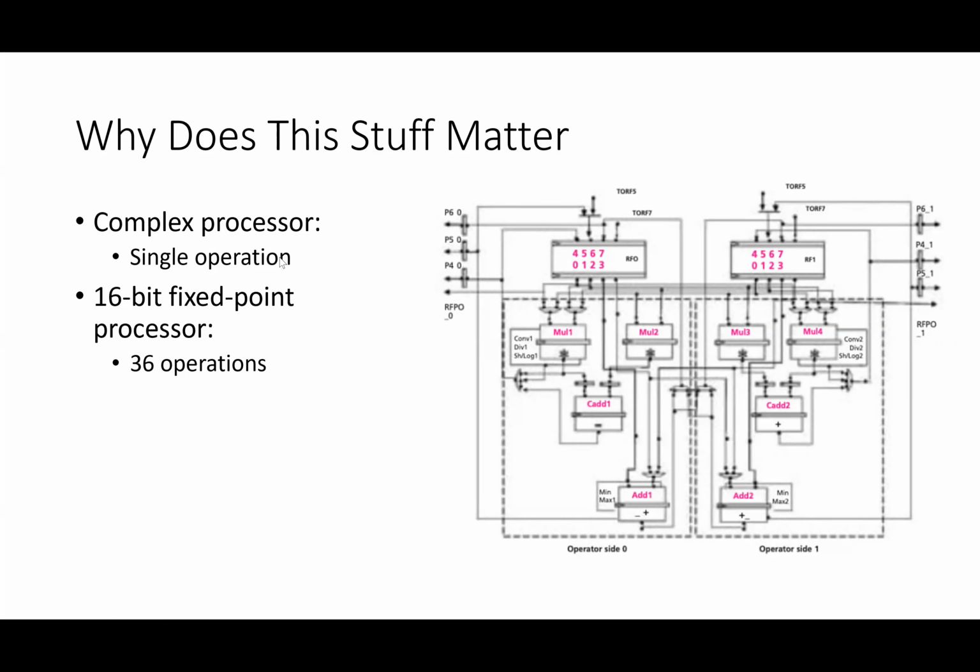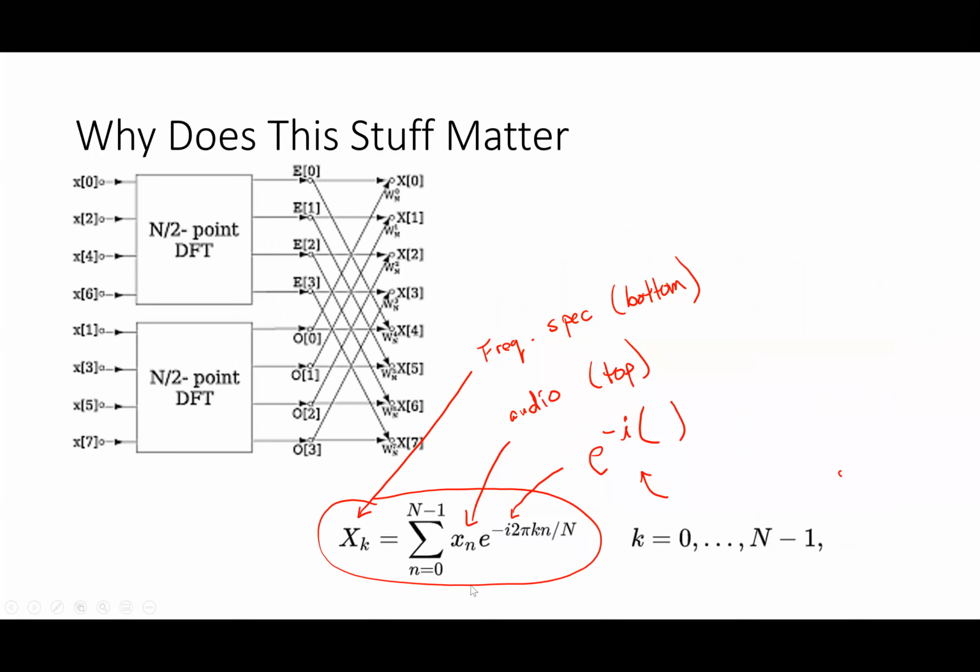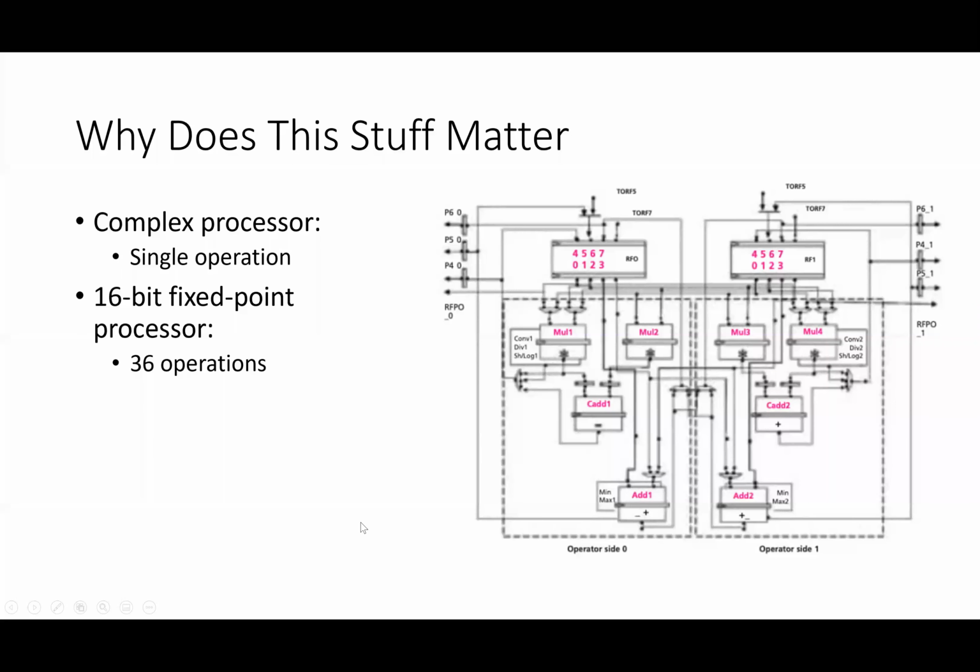And essentially what it comes down to is to do something like this operation that is shown right here. To calculate one value of this capital X takes, in a traditional processor, a fixed point processor, which I know some of you don't even know what that is, something like 36 different operations, but this complex processor can do it in 6 operations.